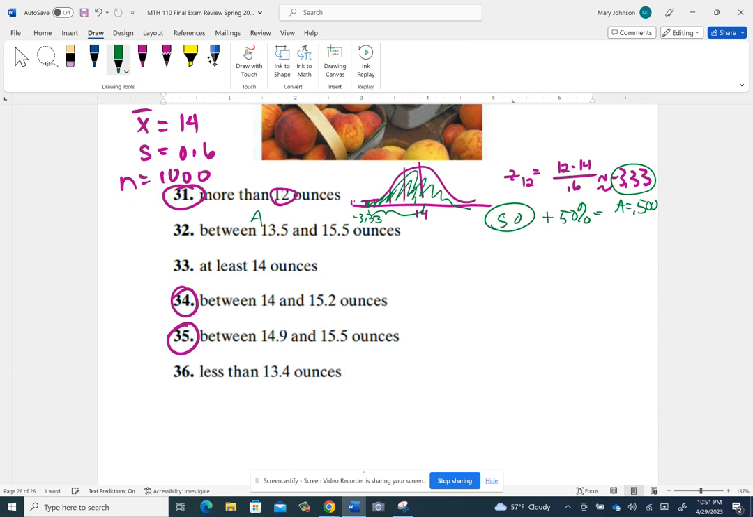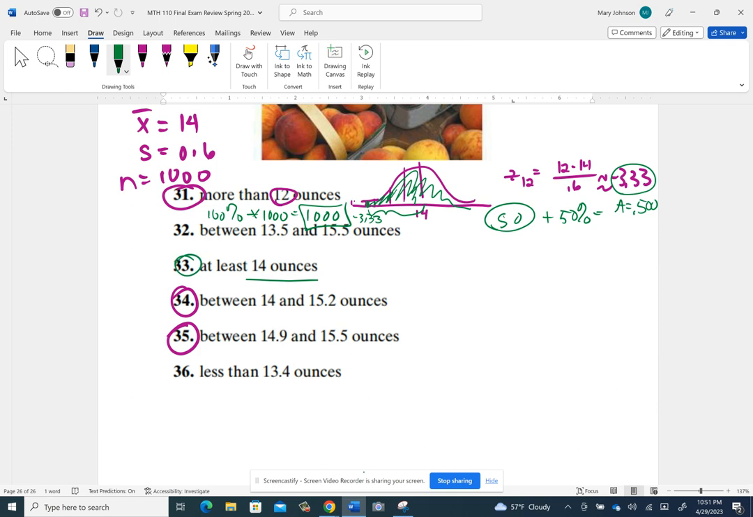So basically 100% of the peaches should be more than 12 ounces. And there's 1,000 of them, so you'd expect all of them to be more than 12 ounces. Okay. Let's try another one that's kind of like that before we do 34.